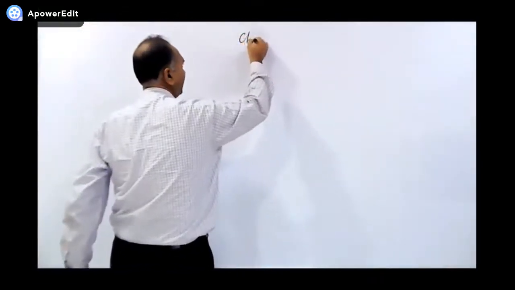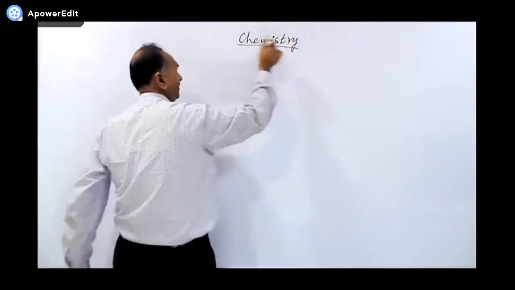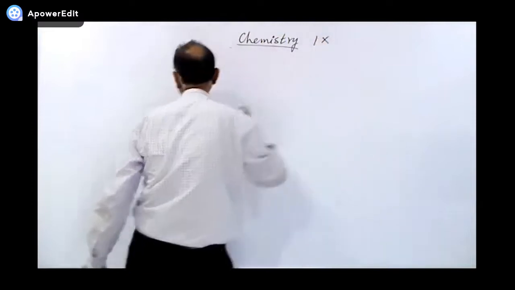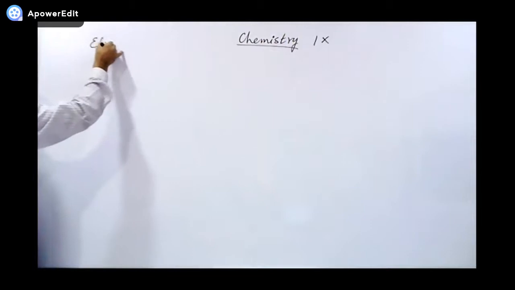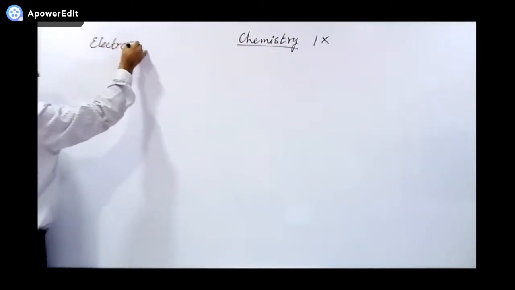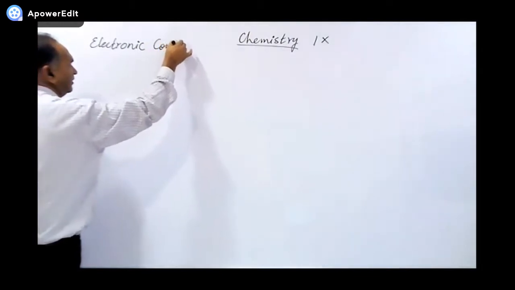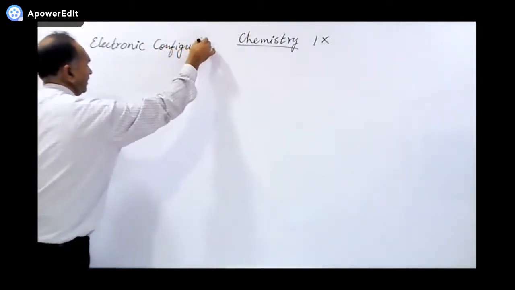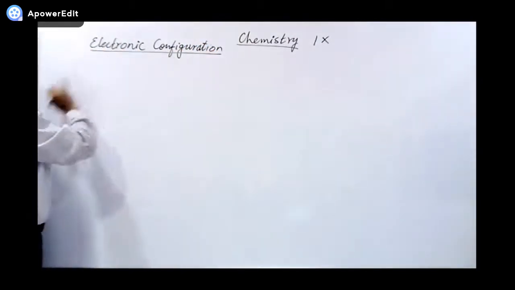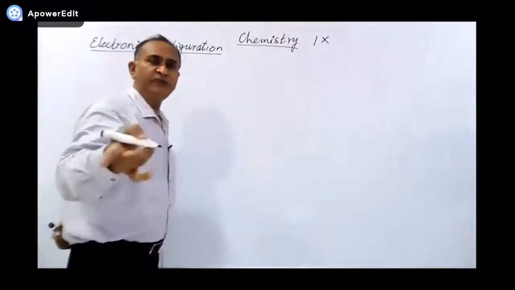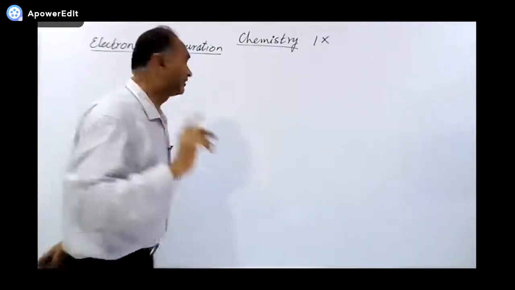So, chemistry, Grade 9. What is the topic over here? Electronic configuration. What is the point here? That the capacity of each shell is fixed. And how can we find out their capacity? Here's the formula.